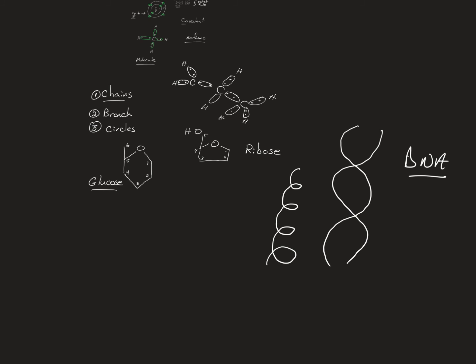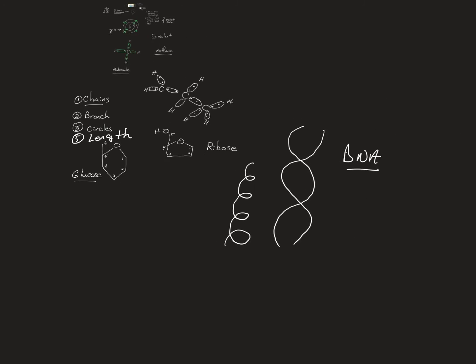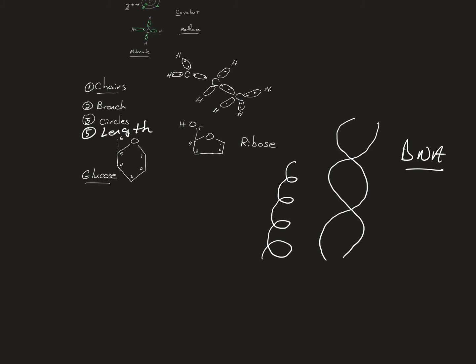So carbon can be put together in so many different ways. It's amazing. You can change its length. It can form chains. You can form branches, circles, and the fourth cool thing about carbon is it can be any length. It could be short, like methane, or it can be long, like DNA. There's really almost no limit to the various shapes, sizes, and components. Does that make sense?